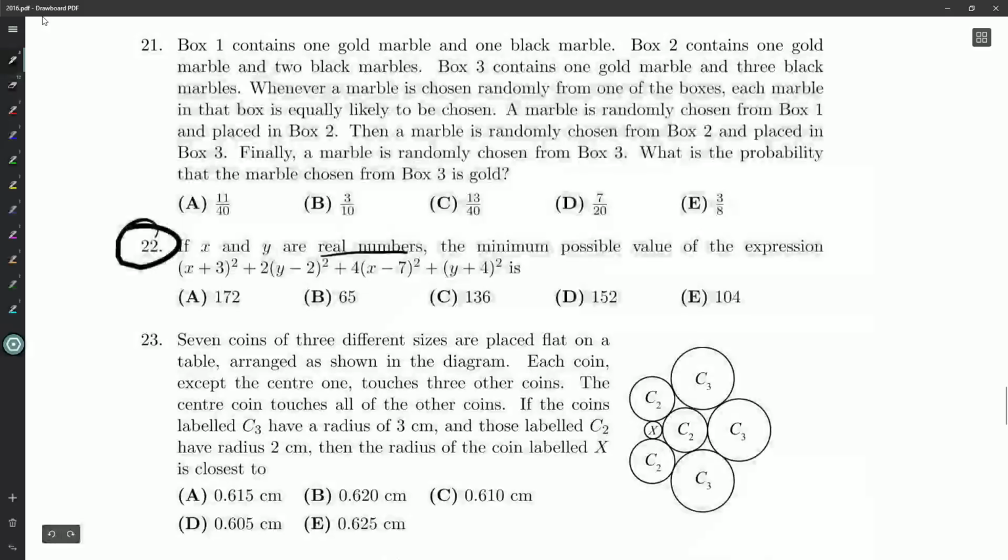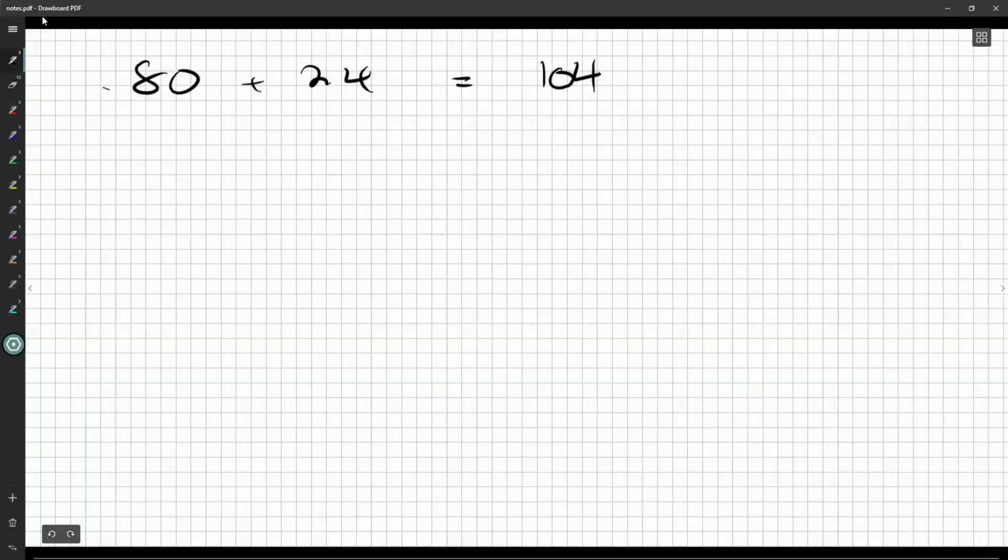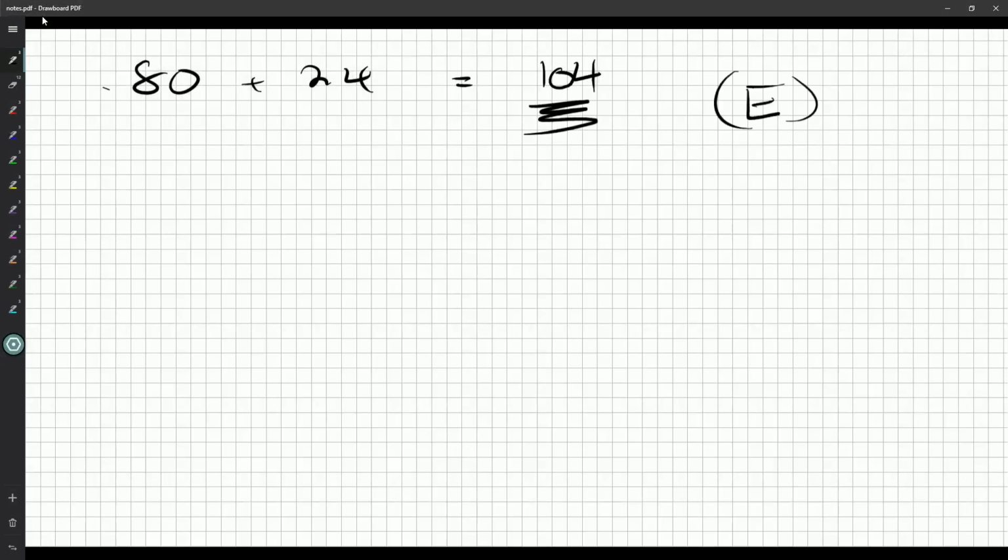And 104 was, I think it was at the end? Yeah, E. So the answer to question 22 is E, 104. Just a tiny little mental arithmetic mistake at the end there.